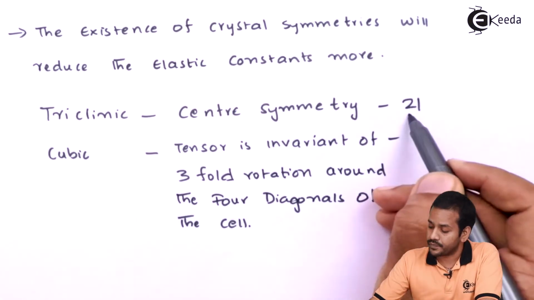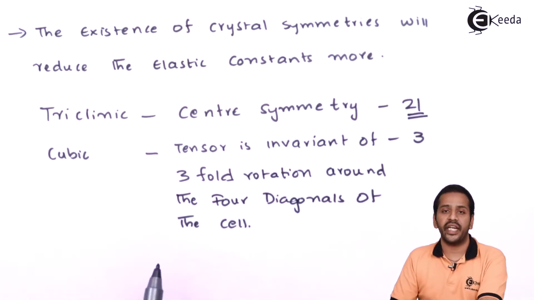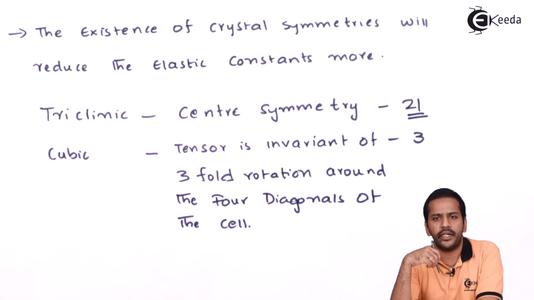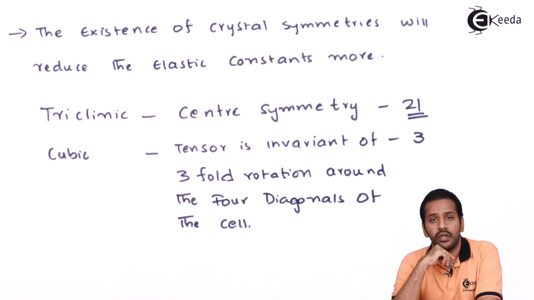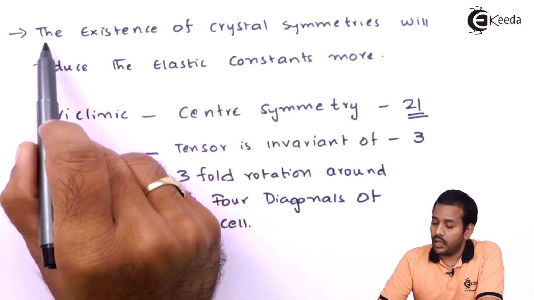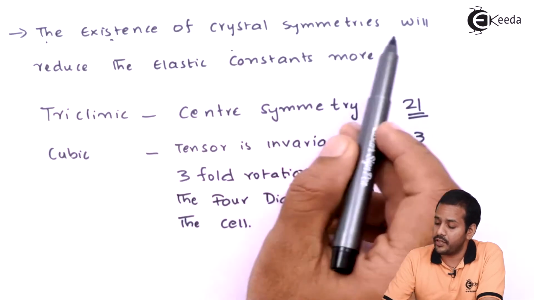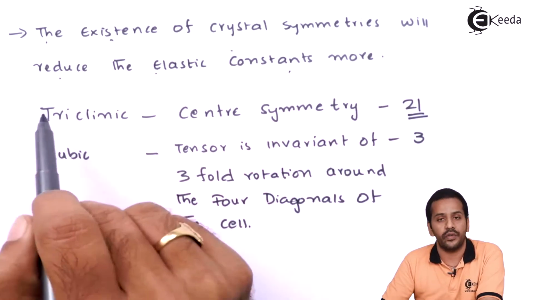So now we have 21 independent constants. Can we reduce these 21 independent constants further? This is the question. We can reduce, in fact. How can we reduce this? The existence of crystal symmetries will reduce the elastic constants more.